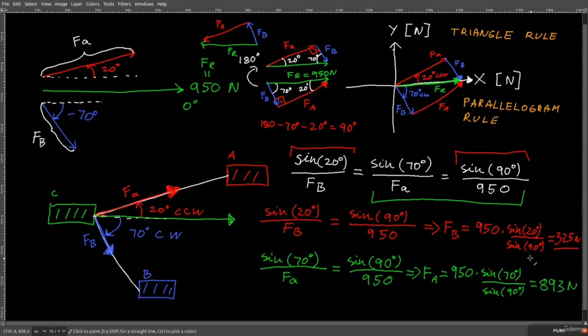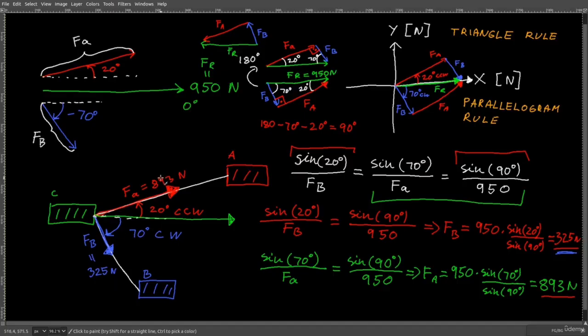And there you go, car A needs to pull car C with a force FA, which is more or less 893 newtons, and then car B needs to pull on car C with a force FB, which is more or less 325 newtons.